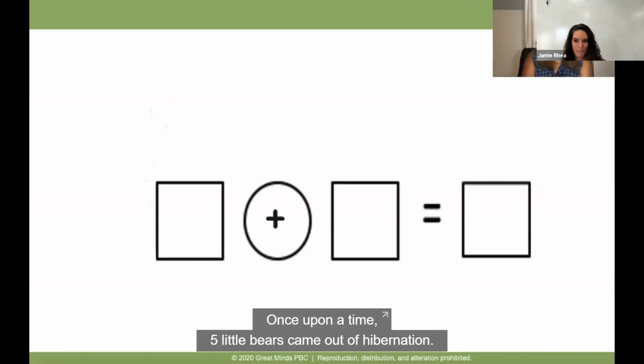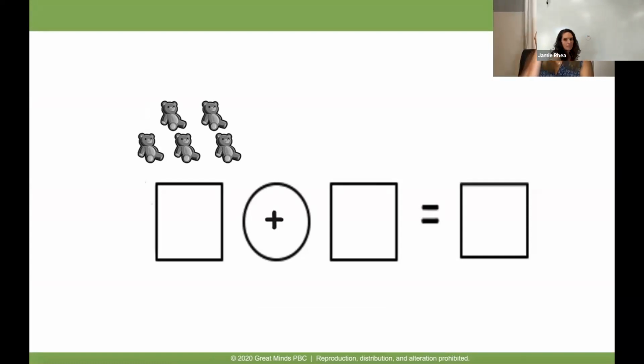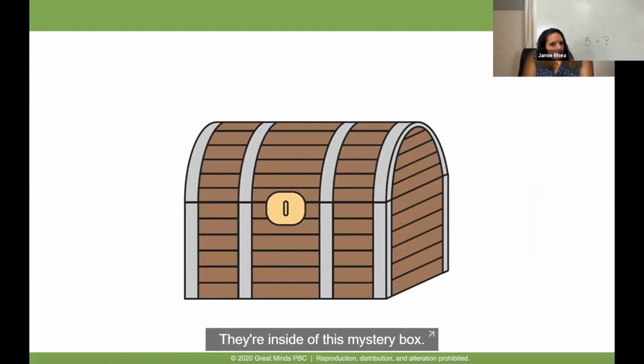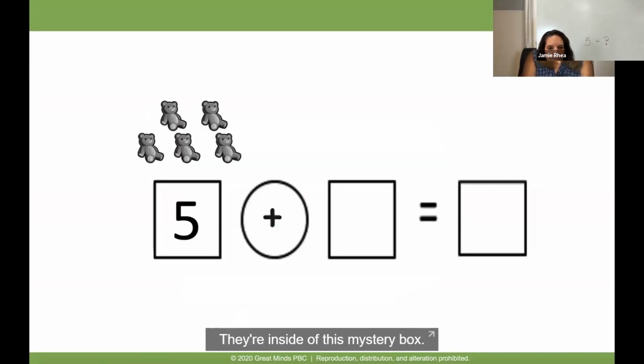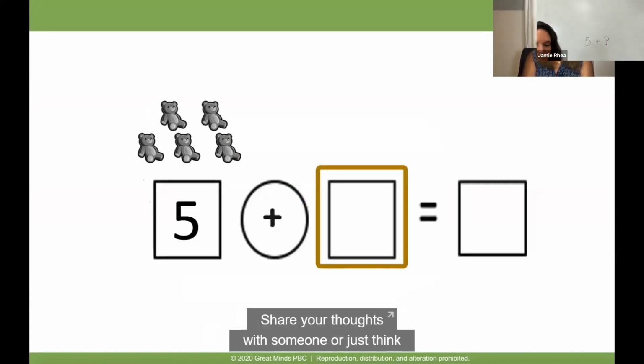Okay. Once upon a time, 5 little bears came out of hibernation. What number will we place underneath the bears? 5. Then some more bears came out of hibernation. They're inside of this mystery box. What should we do in our number sentence here? Share your thoughts with someone or just think out loud and share your number sentence.